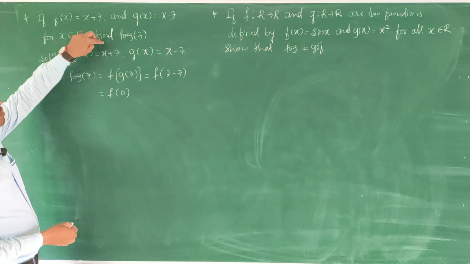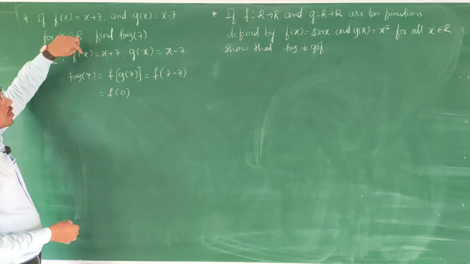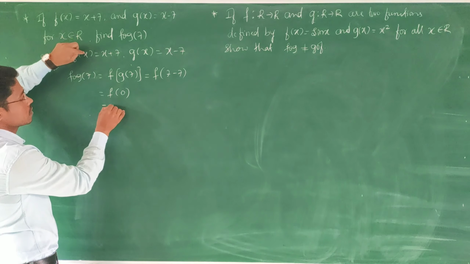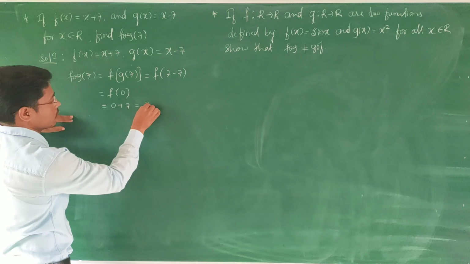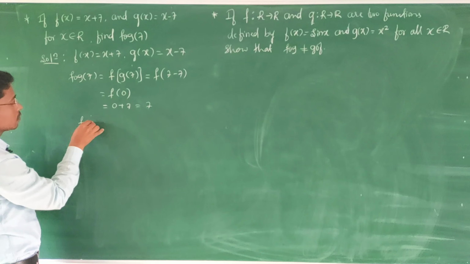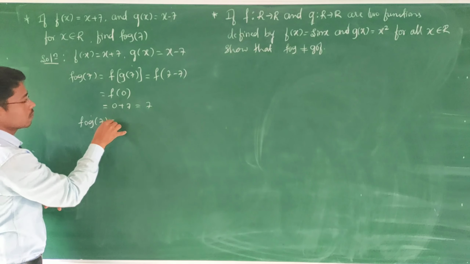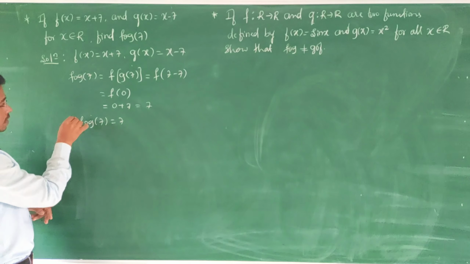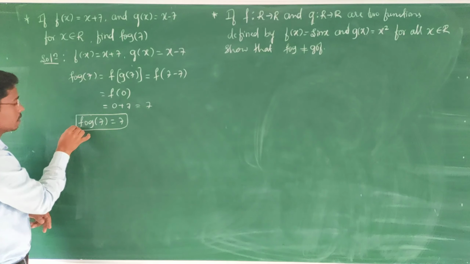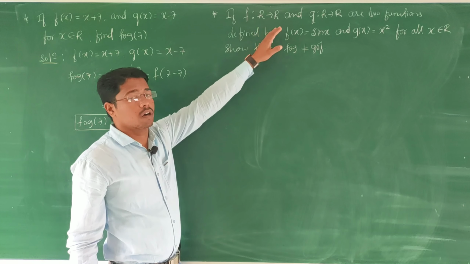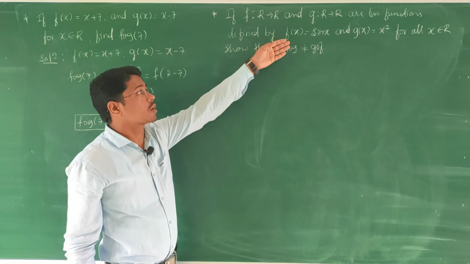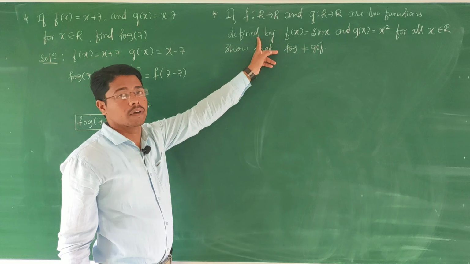f of x is x plus 7. So f of 0: where there is x, put 0. This is equal to 0 plus 7, equal to 7. So fog of 7 is equal to 7, right? Very simple question.